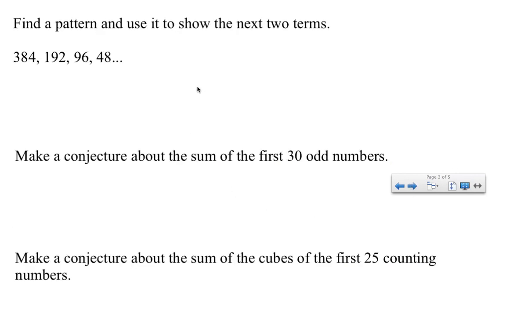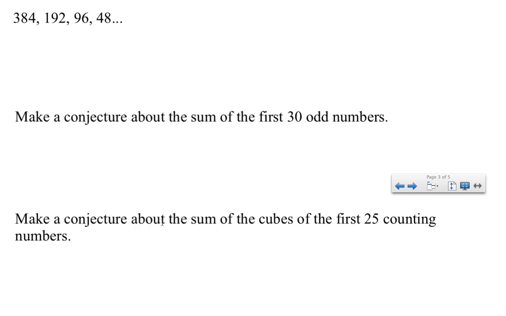Okay? So these two, find a pattern and use it to show the next two terms. I think you can do that one pretty well. In the next one, make a conjecture or like a hypothesis about the sum of the first 30 odd numbers. And then in the bottom, make a conjecture about the sum of the cubes.